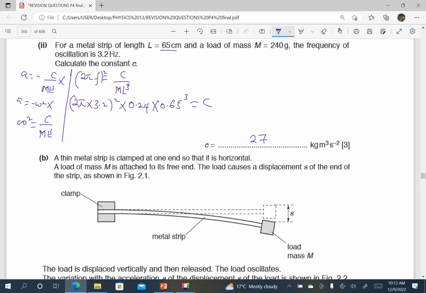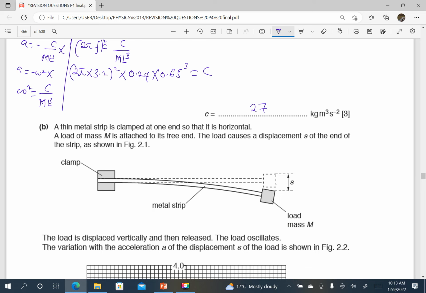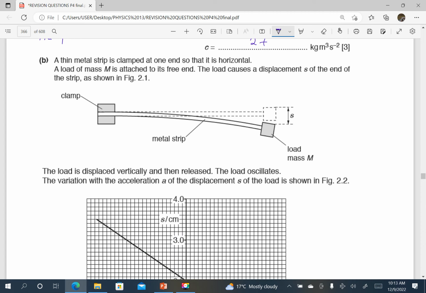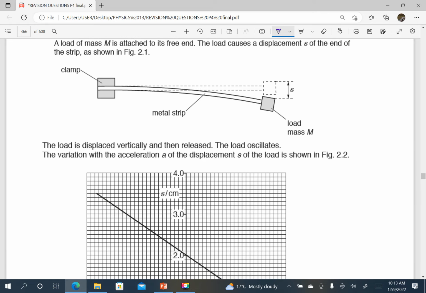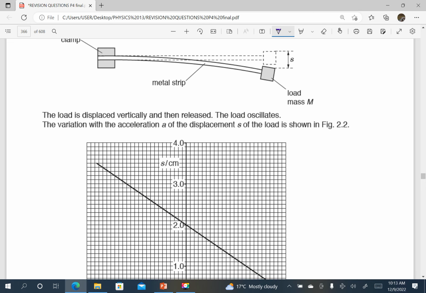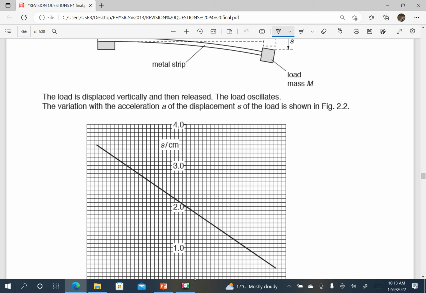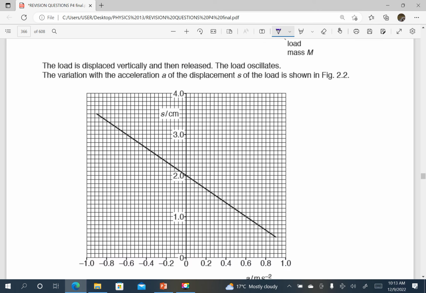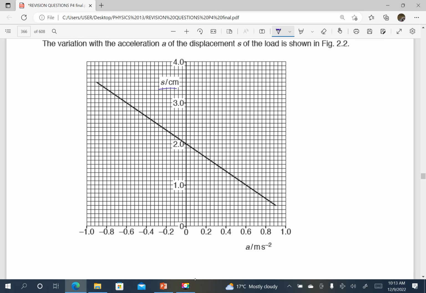A thin metal strip is clamped at one end so that it is horizontal. A load of mass M is attached to its free end. The load causes a displacement S of the end of the strip as shown here. So we have almost the same question but slightly changed. The load is displaced vertically and then released. The load oscillates. The variation with acceleration a of the displacement S of the load is shown here. So we now have displacement against acceleration. It is a straight line.